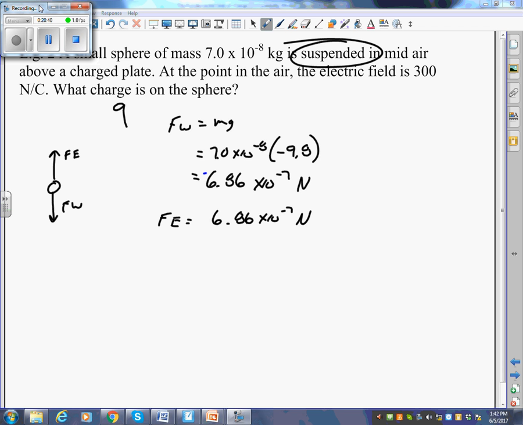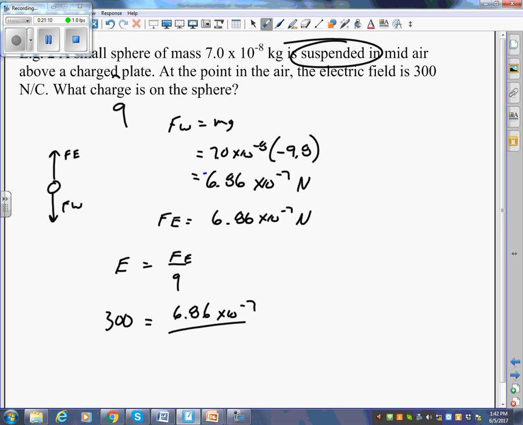E equals F over Q. Do we know the electric field strength? Yeah, it's 300, or 3 times 10 to the 2, right? We don't know the, no, we know the electric force. We do. Fe, yes, 6.86 times 10 to the minus 7.